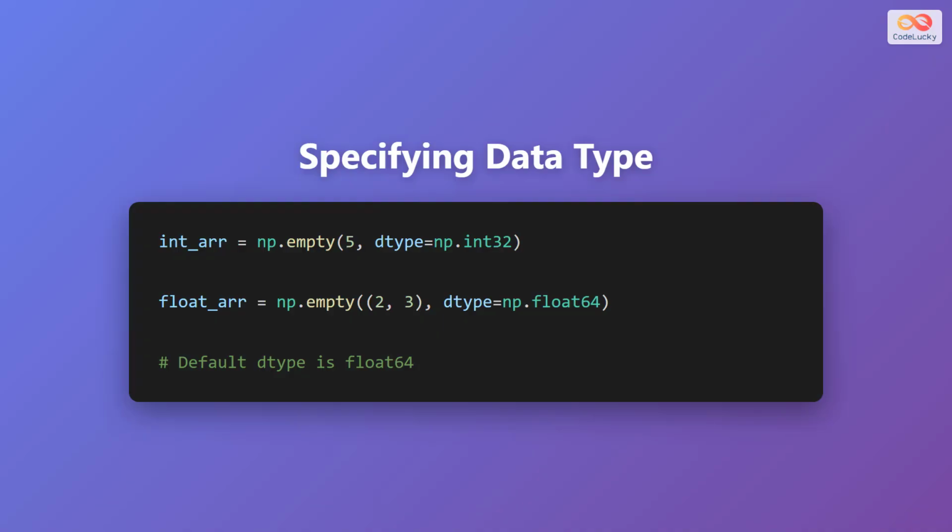You can control the data type of your array using the dtype parameter. For instance, np.empty(5, dtype=np.int32) creates an integer array. Similarly, you can create a float64 array by setting dtype to np.float64. Remember that the default data type is float64 if you don't specify otherwise.